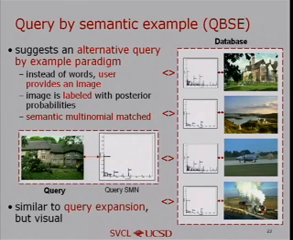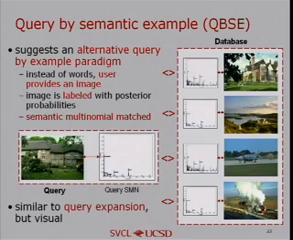That image is then labeled with this semantic multinomial, with the posterior probabilities of all the concepts that the system knows about. And then this semantic multinomial is matched to the ones that were previously extracted from the database.